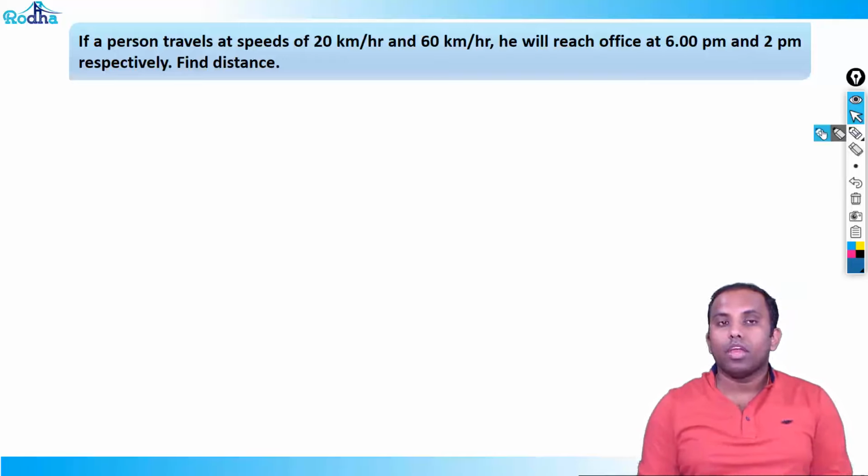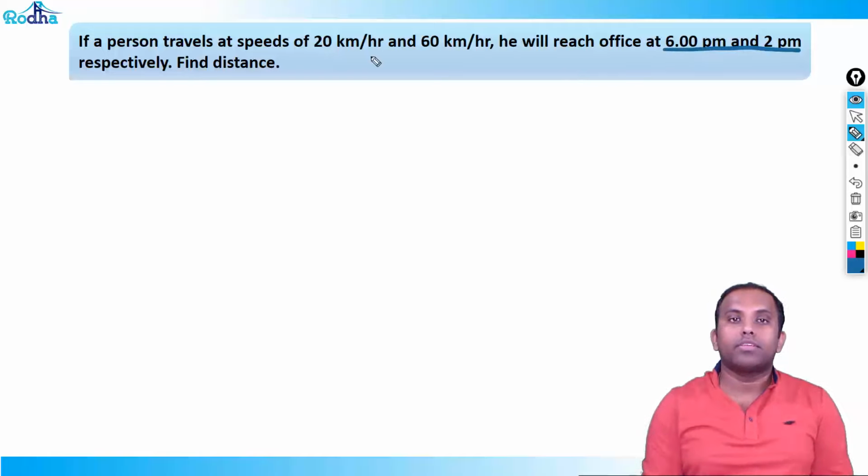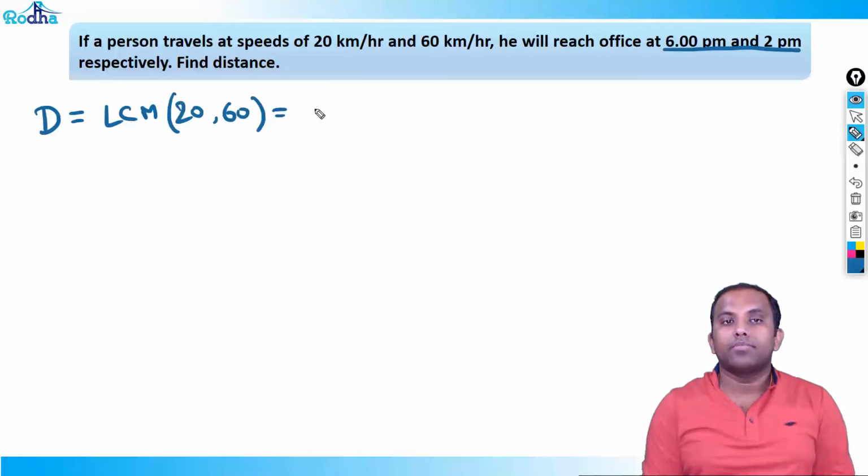Now see here, if a person travels at a speed of 20 km per hour and 60 km per hour, he reaches office at 6 p.m. and 2 p.m. respectively. Find the distance. Very quickly, I'll take the distance as the LCM of these speeds. Again, same thing. LCM of 20 and 60 is 60. So distance is 60 km.